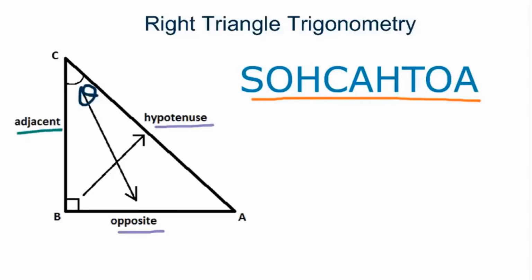What's the meaning of SOHCAHTOA? Sine equals opposite side over hypotenuse. Cosine means adjacent side over hypotenuse. Tangent equals opposite side over adjacent side.